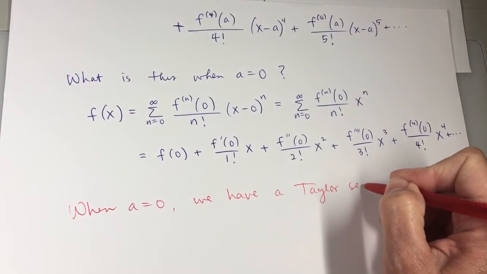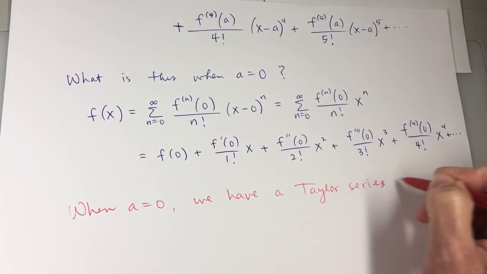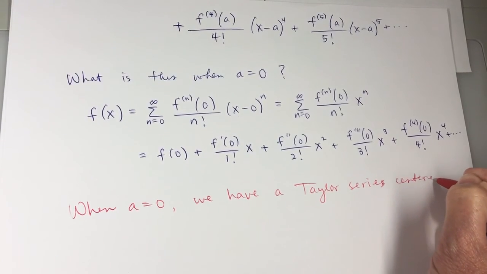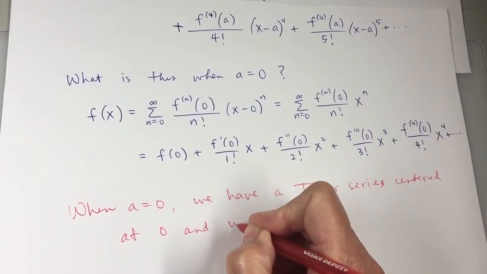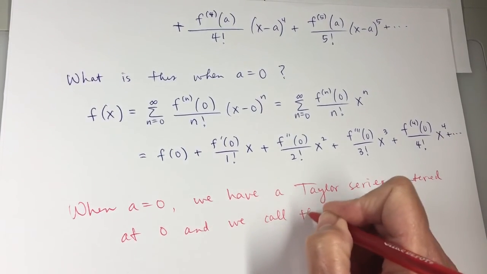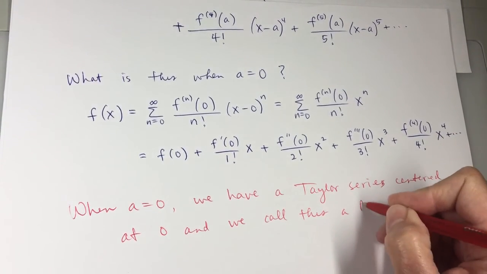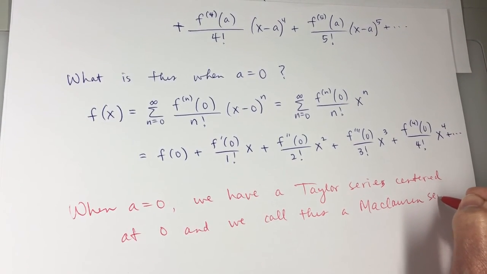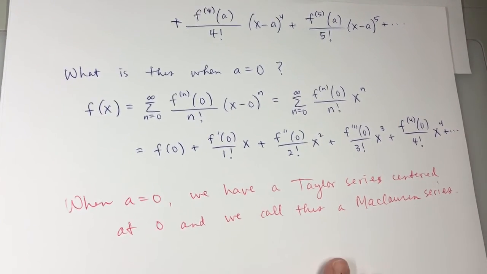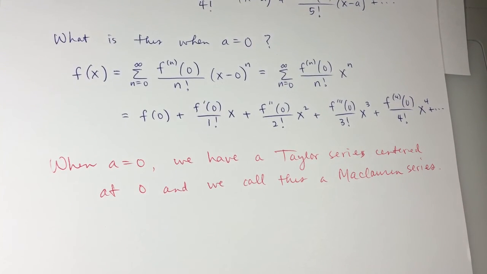When a equals 0, we have a Taylor series centered at 0, and we call this a Maclaurin series. It's kind of like saying a square is a rectangle. Yeah, it's a more specialized form.